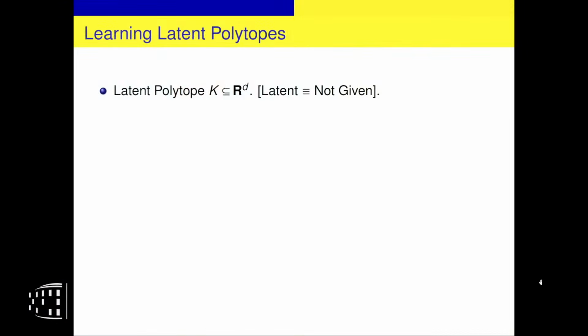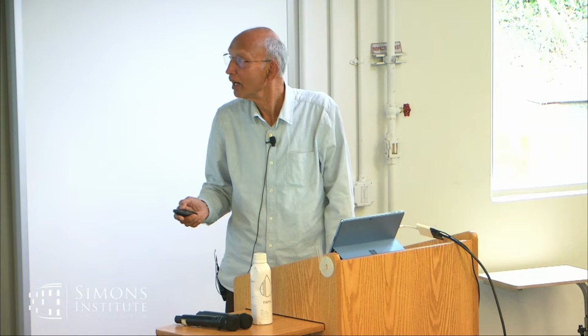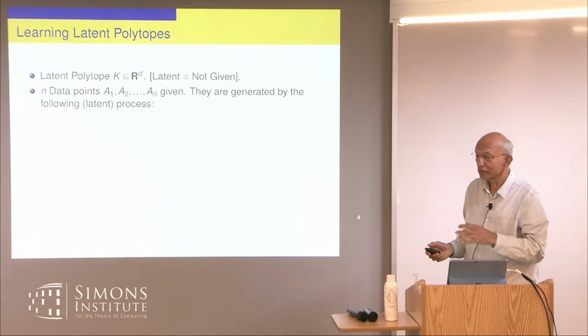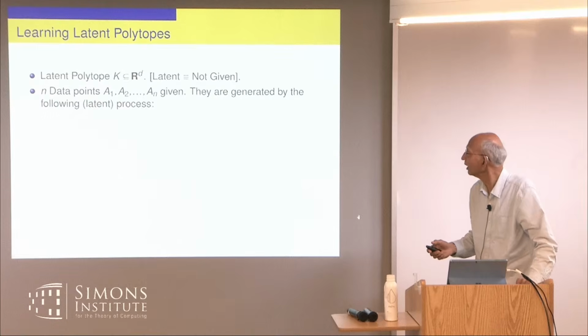So first, the problem is that there is a latent polytope. Latent means it's not given, so you have to find it. It's a polytope in d-dimensional space. I guess everyone knows what a polytope is. It's the intersection of half spaces, right? Closed set. So you're given n data points, a1 through an.